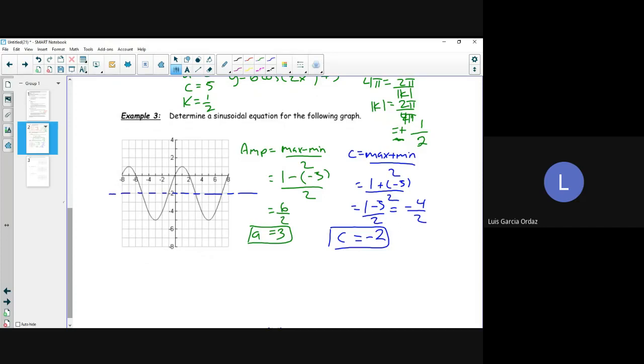And our amplitude is just how high the graph goes from the axis. So our amplitude is over here, and this is 3 units. And this is also 3 units as well.